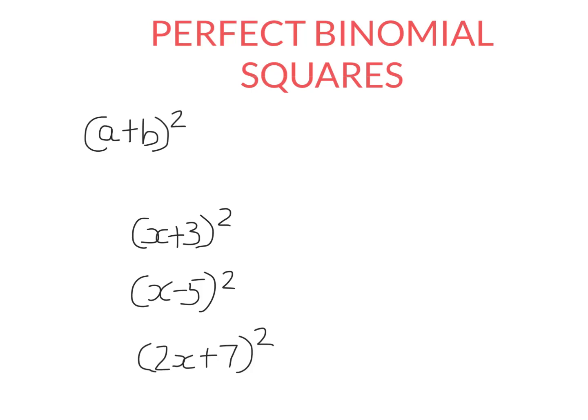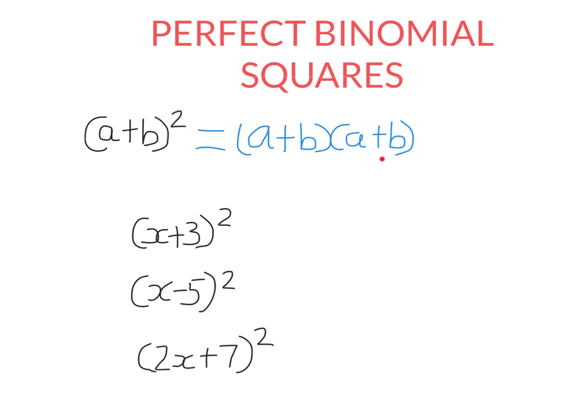Thank you so much for tuning into this video in which we will look at expanding perfect binomial squares. We are looking at expanding something like this. So remember, when you square something, you just multiply it by itself. So (a + b) squared, we're just multiplying a + b by itself.